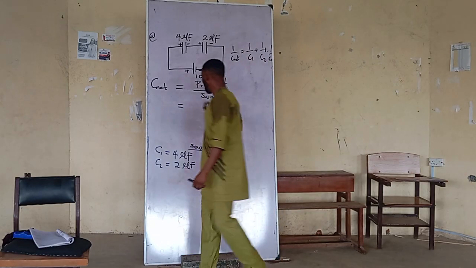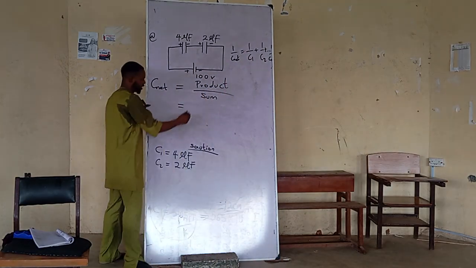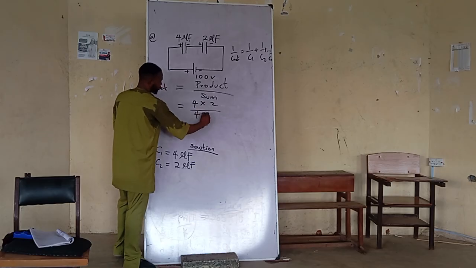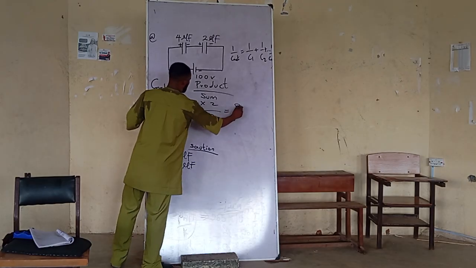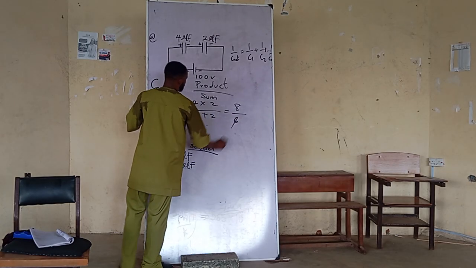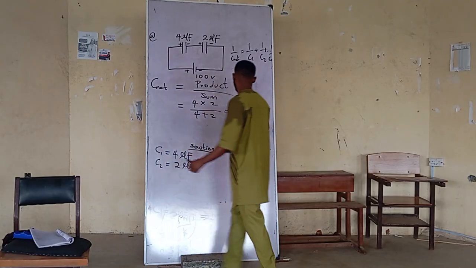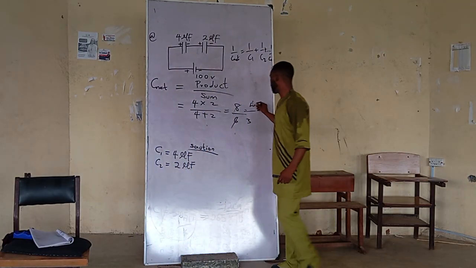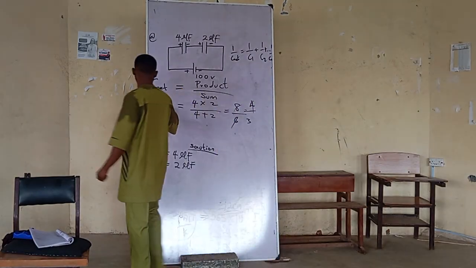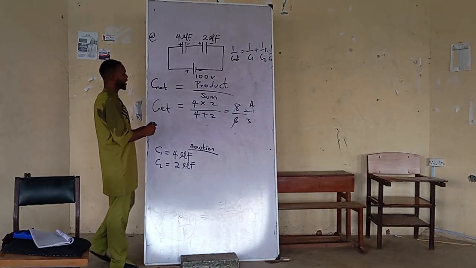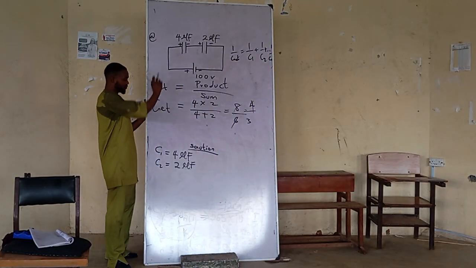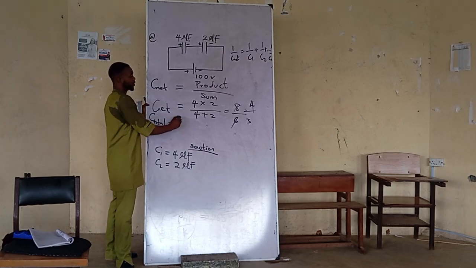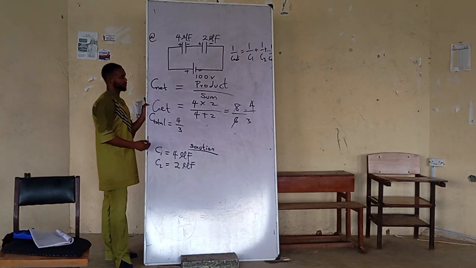But I'm saying if you don't want to be suffering yourself, then you can do this. You do 4 times 2 all over 4 plus 2. This is going to be 8 over 6, so it's just going to be 4 over 3. So C net says the total capacitance for this series will be equal to 4 over 3.